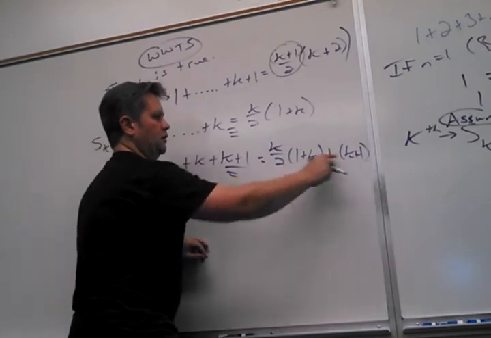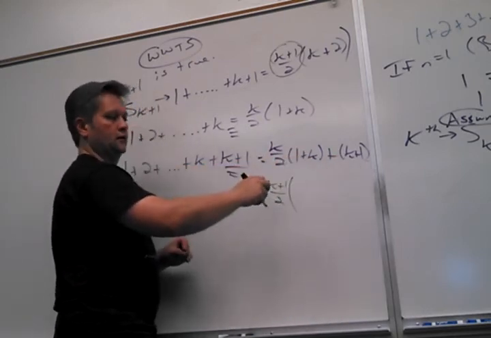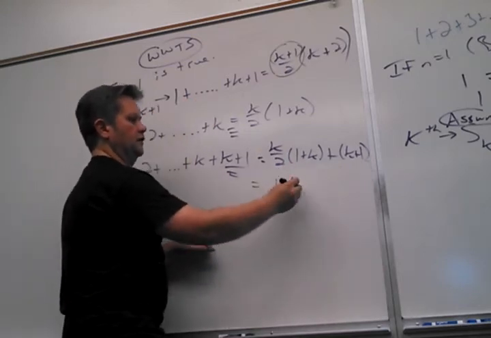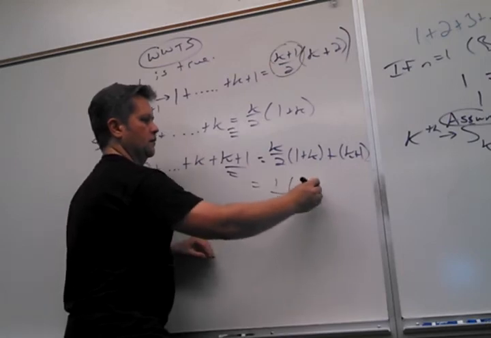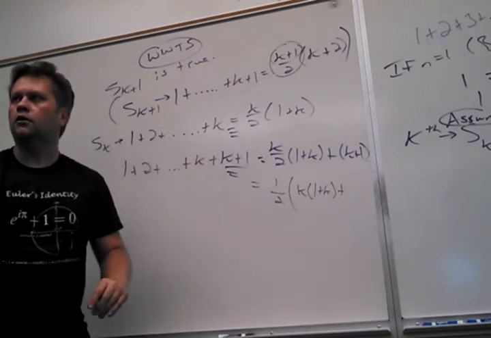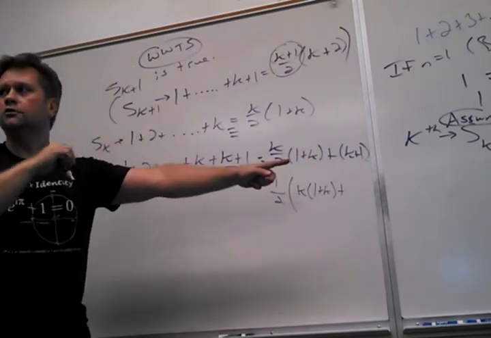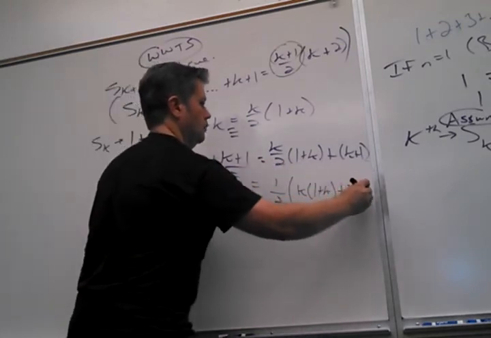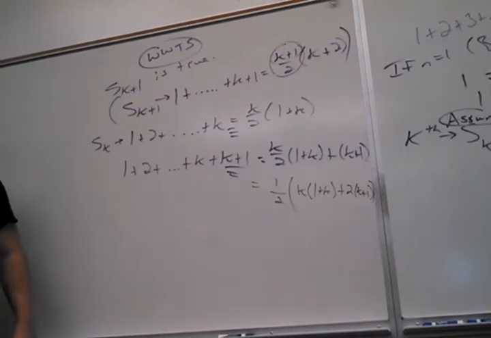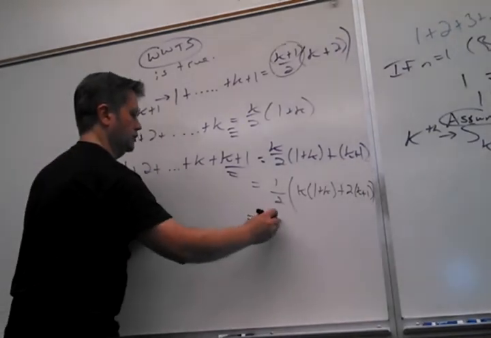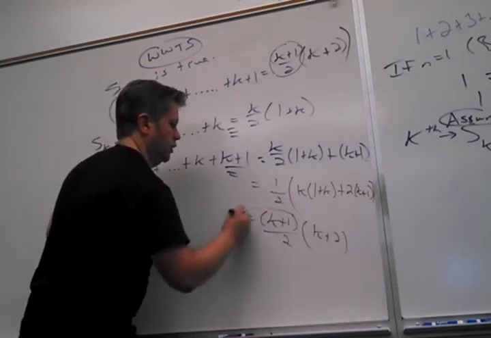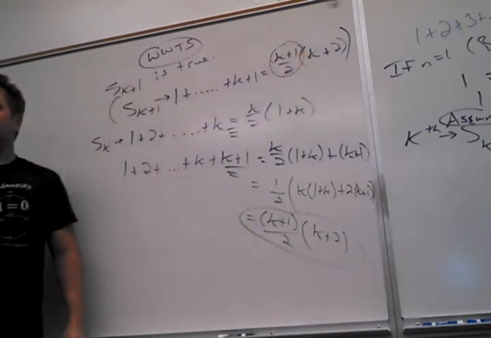So if I take a k plus 1 over 2 out, what's left on the inside? Now let me do this one step at a time. Let's take a 1/2 out. If I take a 1/2 out, what's left? Take k times 1 plus k plus 2. And now take a k plus 1 out. It's just a little bit easier to do it one at a time. So if I take a k plus 1 out, what am I left with? K plus 2, which is exactly what it's supposed to be.